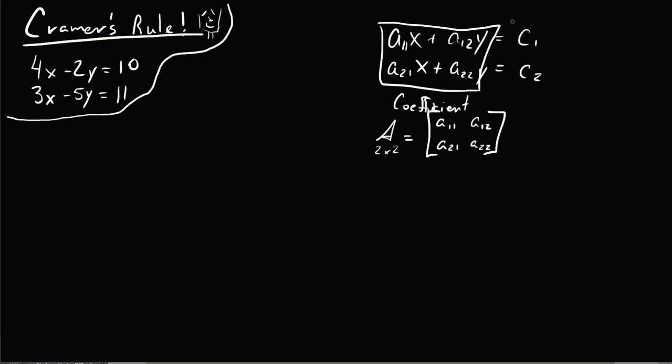Another matrix we're going to create involves these two constants off to the right. No shocker here, we are going to refer to this as the constant matrix. I could refer to this as C, but in this instance, it's a 2 by 1 matrix, consisting of the constants of the system, c1 and c2.